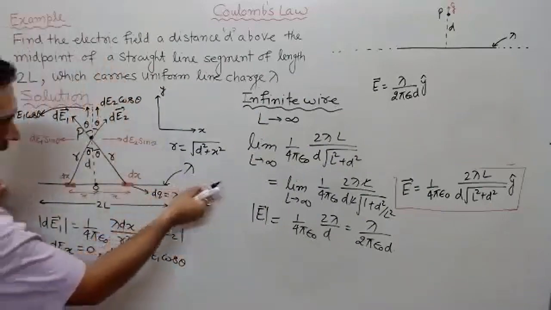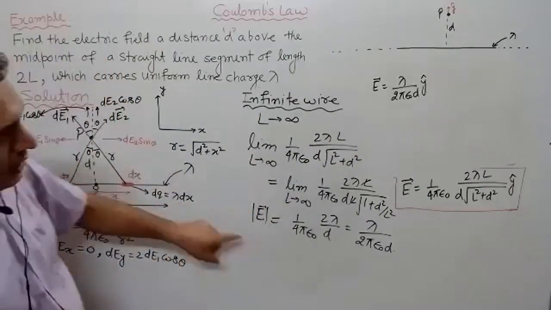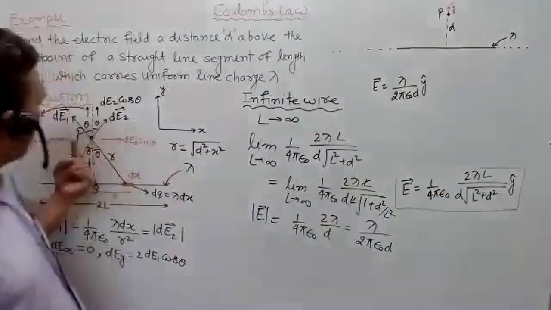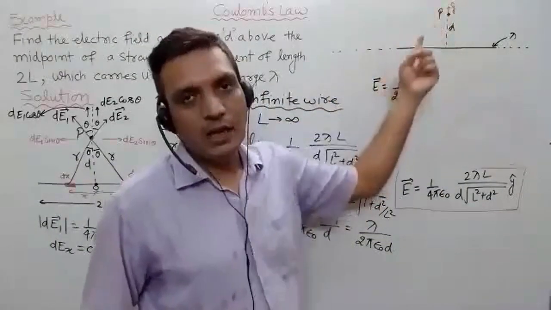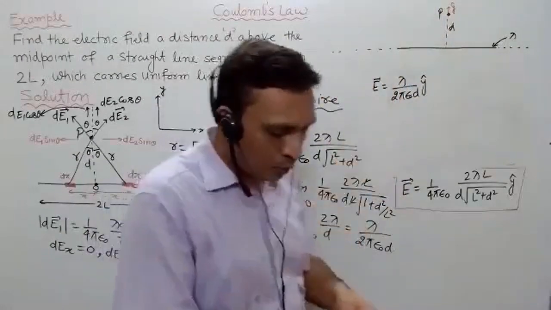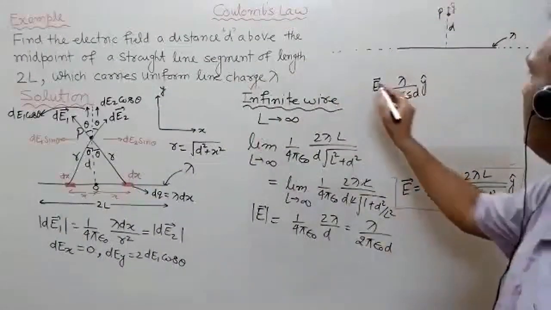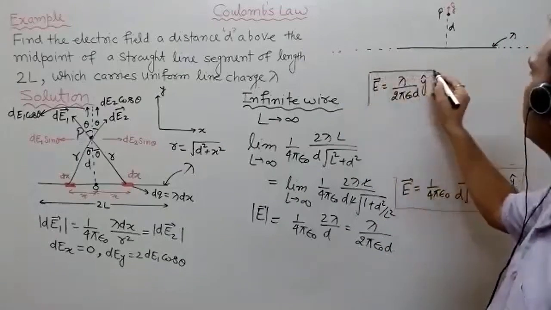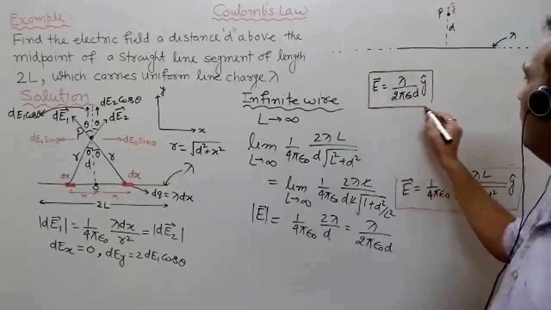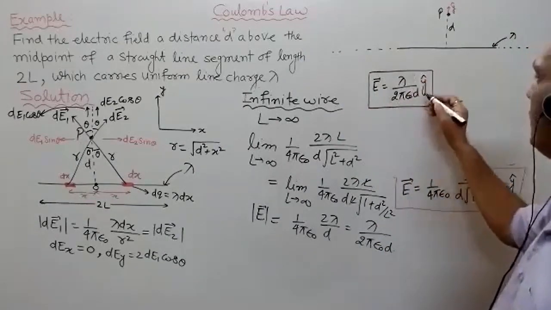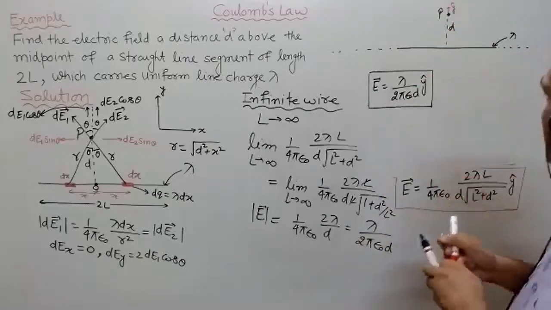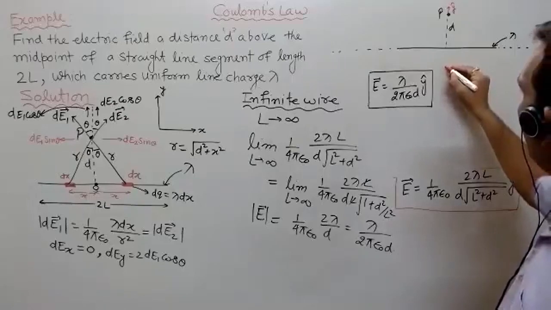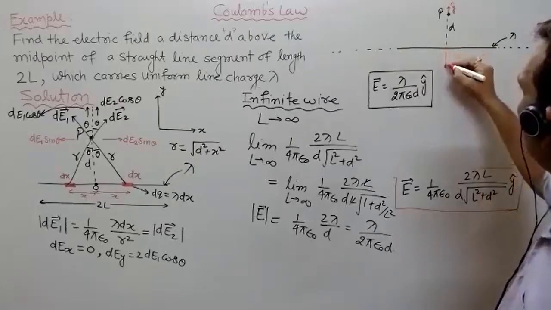Same symmetry, but now the wire tends to infinity. So at point P, you can see the electric field is in the upward direction. So when infinite, the field is in the upward direction. You have to remember this relation. What will be the field due to an infinite wire? Lambda by twice pi epsilon naught d y cap. In the same symmetry, what will be the field at any point below the wire?